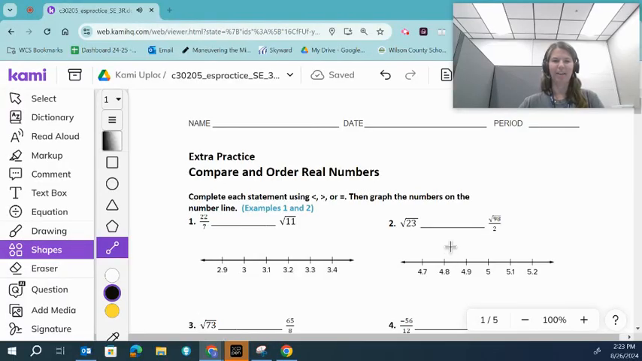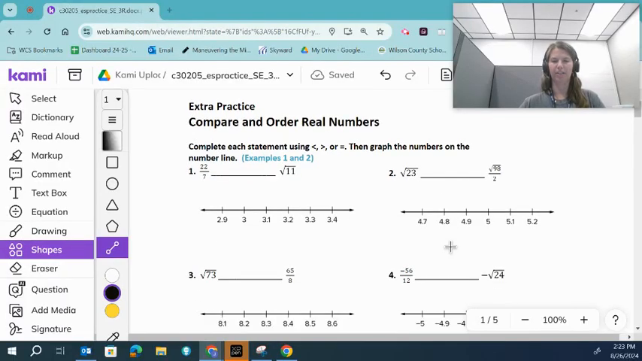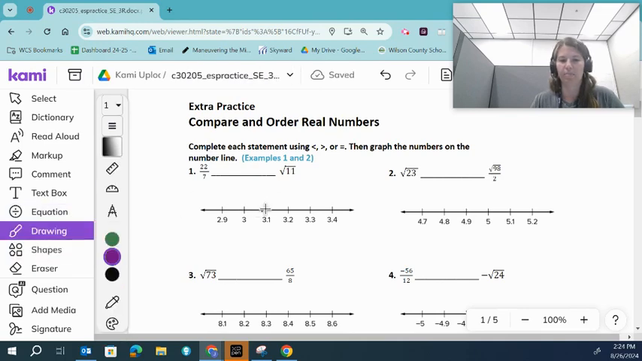Today we are comparing real numbers, okay? So let's take a look at these first ones. We have 22 sevenths, or 22 divided by 7. I can reason my way through this without using a calculator, recognizing that 7 goes into 22 three times and has 1 out of 7 left over. So we're going to be somewhere really close to 3.1, okay?